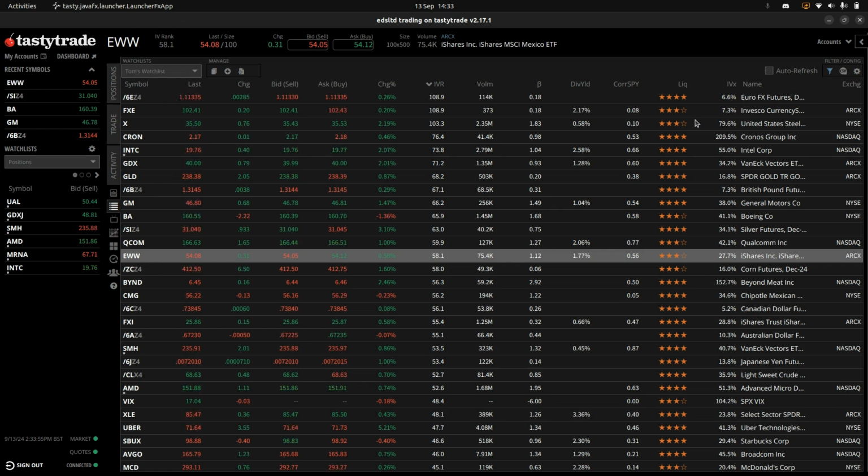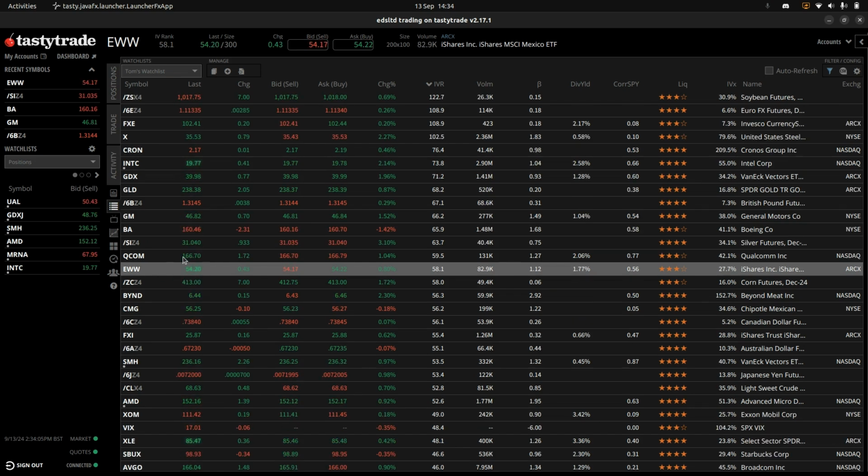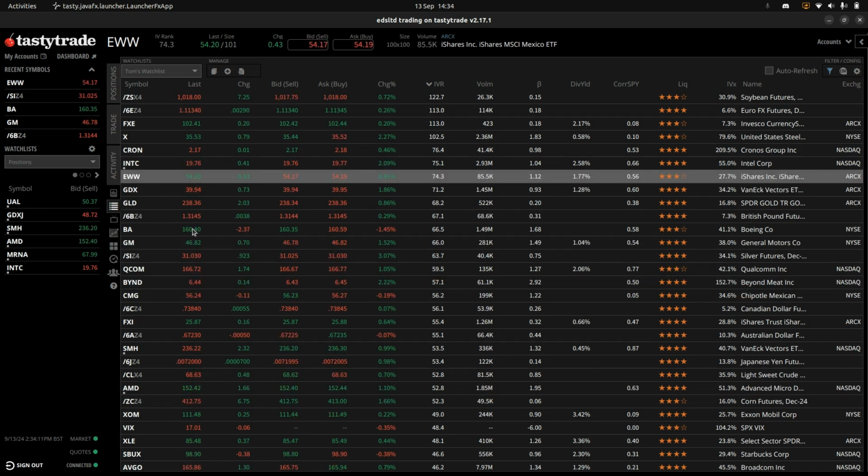We're trying to look at the liquidity level, the IV rank. We want to see what it's trading for. For example, if you want to sell a one lot strangle in EWW, that's trading at $54, it's going to require a lot less in buying power than if you wanted to sell a one lot strangle in GLD, which is trading at $238. So you want to be keeping an eye on a lot of different things.